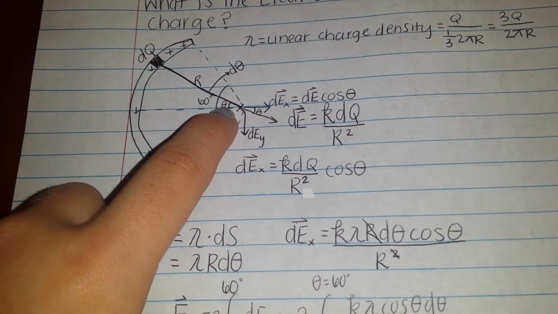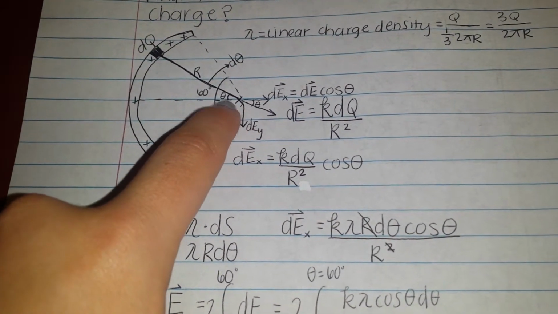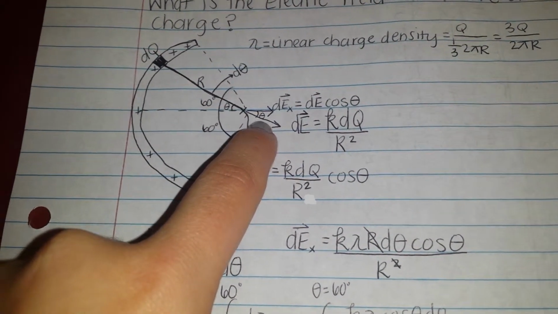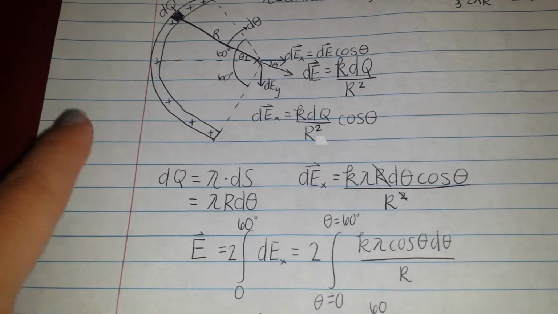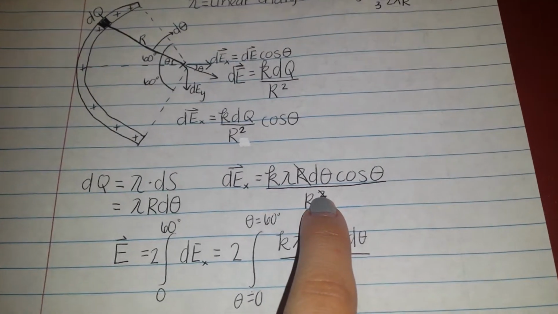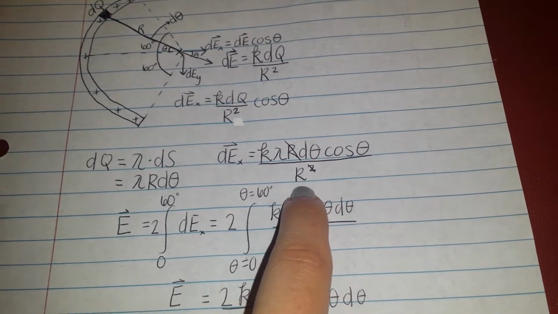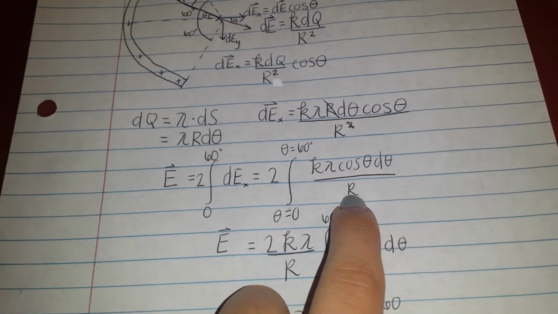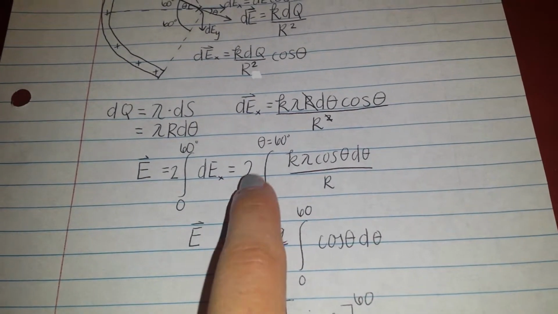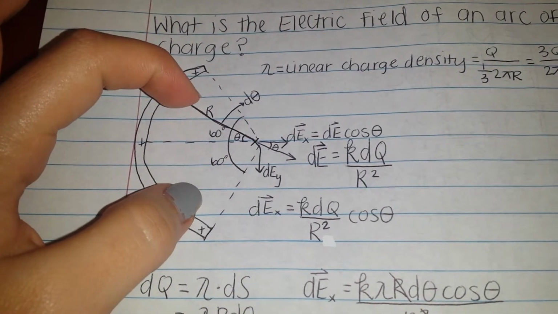And this angle theta is half of this arc, between that and the radius, and it's the same on the other side as well, between dE and dEx. So lambda times r d theta is dq, so we can substitute that in for dq and get this expression for dEx, and the r's cancel, so you just get one r on the bottom, as you can see here. So we integrate from 0 to 60 degrees and multiply that times 2, since we have split this into two components of 60 degrees.